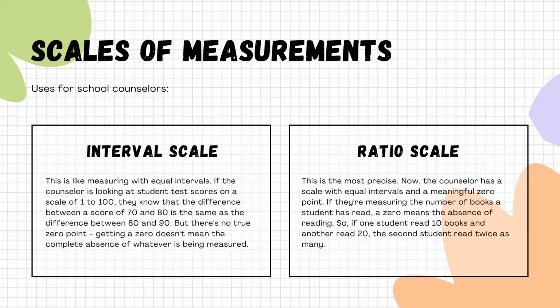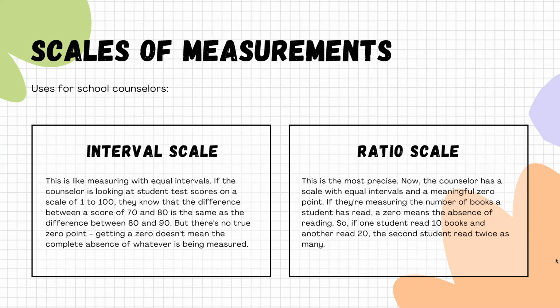The last two are the interval scale and the ratio scale. This is like measuring with equal intervals. If the counselor is looking at a student's test scores on a scale of 1 to 100, they know that the difference between a score of 70 and 80 is the same as the difference between an 80 and a 90, but there's no true 0 point. Getting a 0 doesn't mean the complete absence of whatever is being measured.